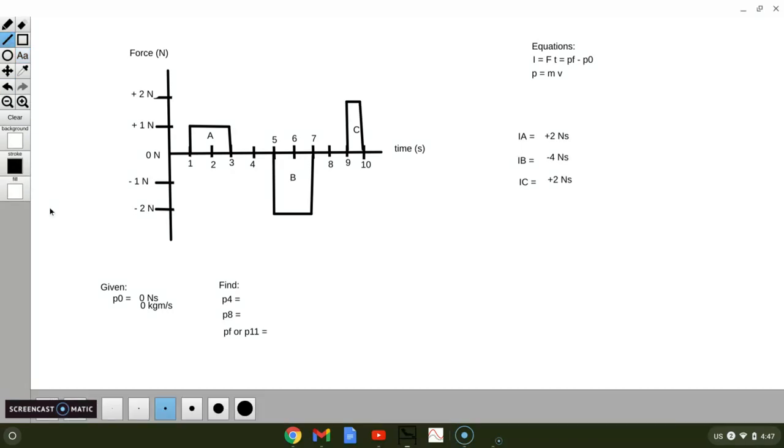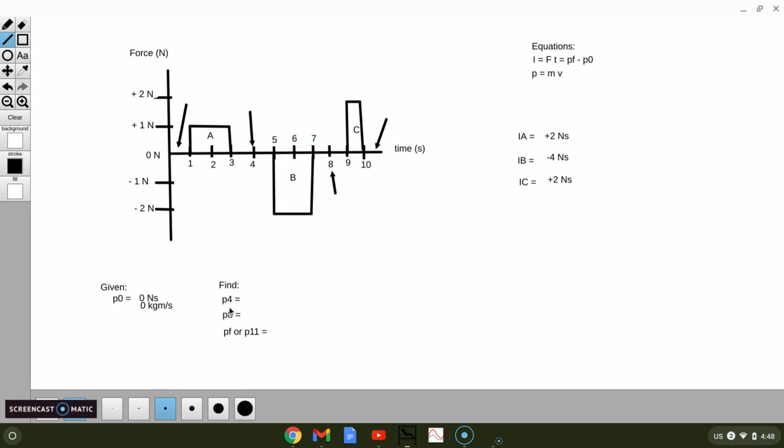Now, what do we know about that so far? So right now, the initial momentum is here, right? Before impulse A. The momentum at 4 would be the momentum here. The momentum at 8 would be the momentum here. And the final momentum, or P11, if I had 11 marked, it'd be at 11, or the final momentum is there, right? So we are trying to find initial momentum, momentum at 4, momentum at 8, final momentum, okay? Now, we have everything we need. We do not need any more information than what we're given right here.